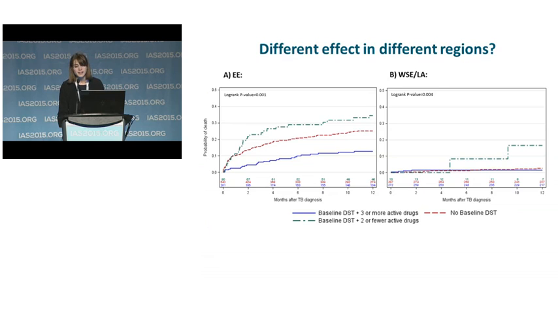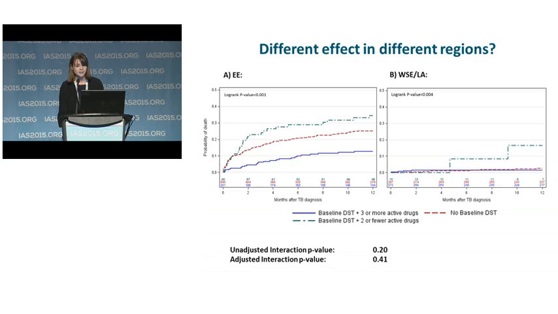So we hypothesized that the effect of not having a DST performed at baseline may differ depending on geographical region and by proxy MDR prevalence. As you can see from these stratified Kaplan-Meier plots, the absolute risk of death was considerably higher in Eastern Europe for all the categories, also among patients who had a baseline DST and received 3 or more active drugs.